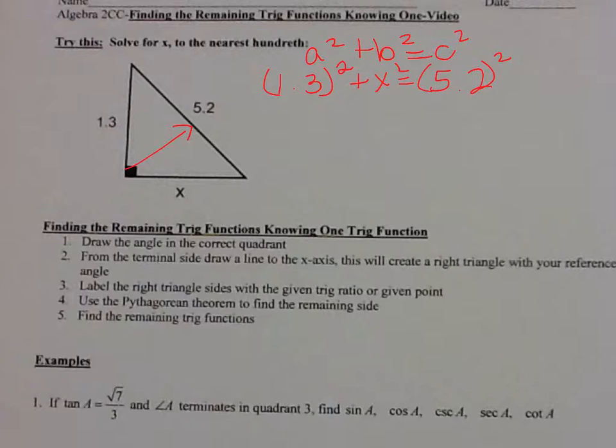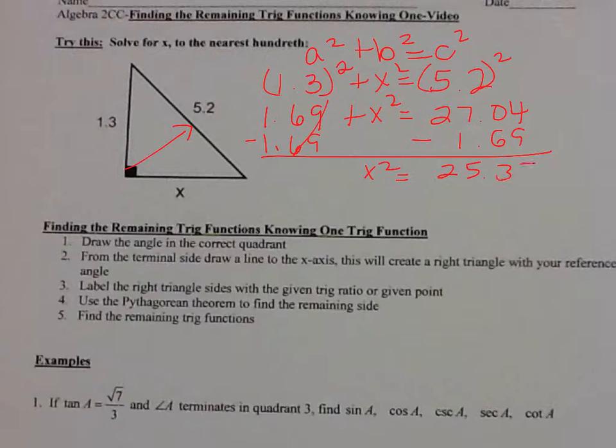So 1.3 squared is 1.69, plus x squared equals 5.2 squared, which is 27.04. So we'll subtract 1.69. We get x squared is equal to 25.35. And square root both sides, to the nearest hundredth, would be 5.03.